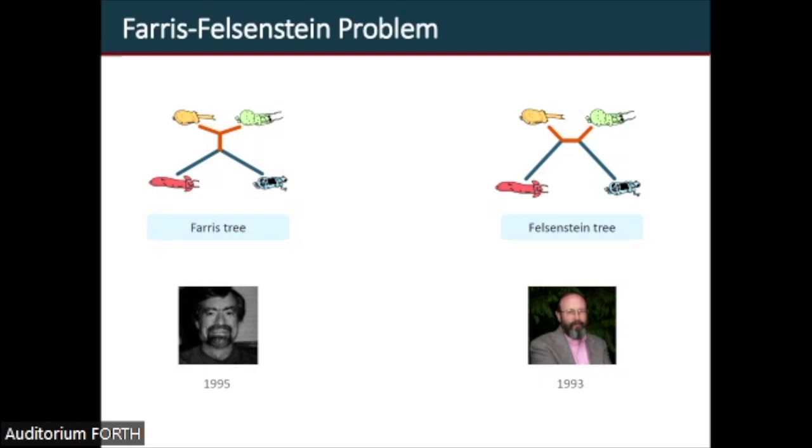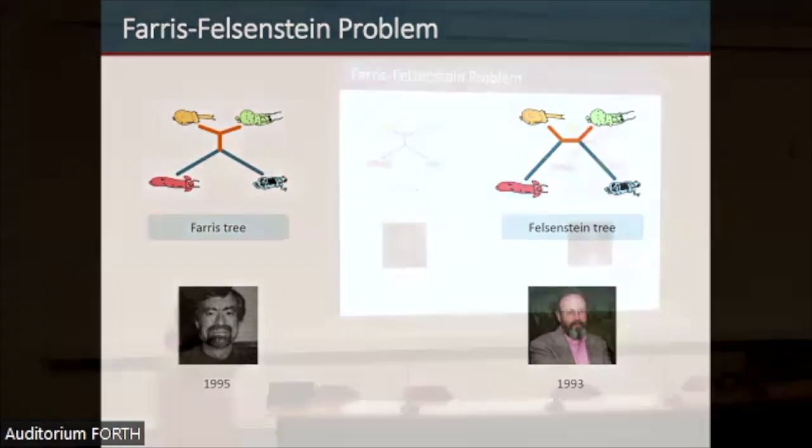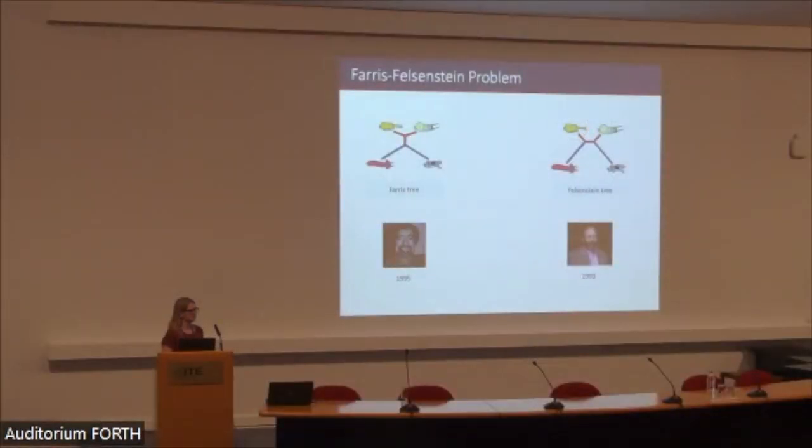And now, there is a problem, and the problem is that these trees are very difficult to distinguish. That was already observed in the early 90s. The reason for this problem is, for example, that these two taxa here, the yellow and the green one, the short length taxa, are still the closest taxa according to evolutionary distance in the Felsenstein tree, even though they are not paired.